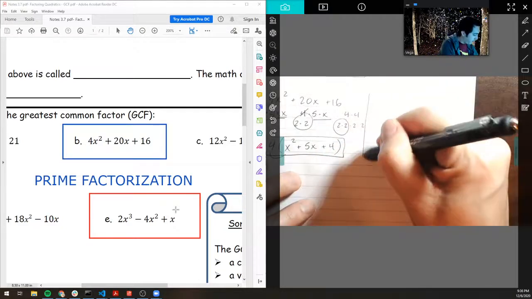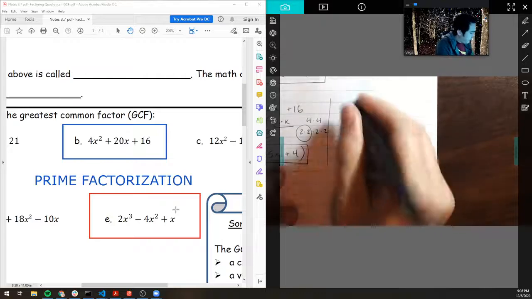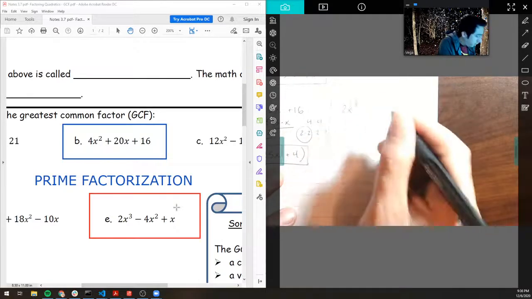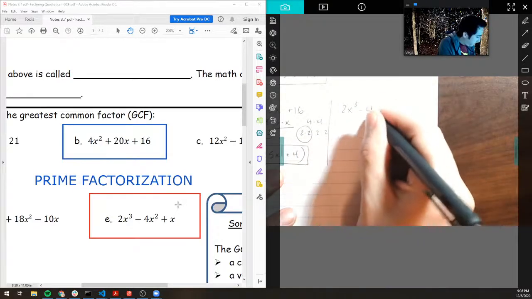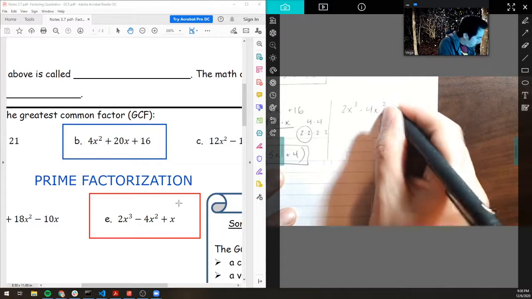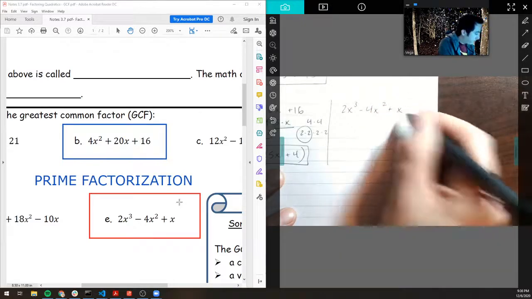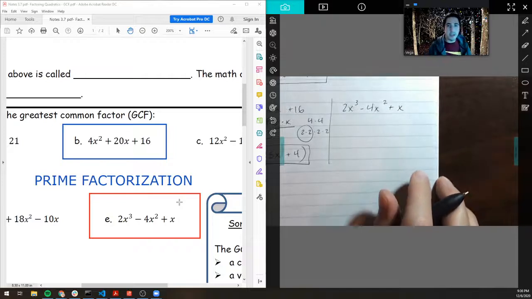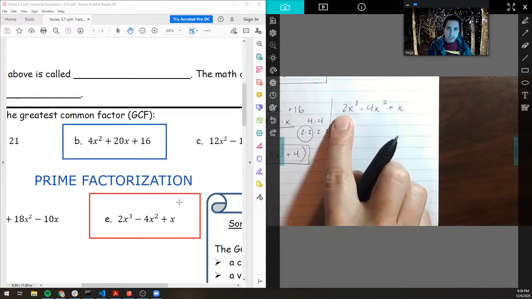Let's write this right here. Okay, E: 2x cubed minus 4x squared plus x. Now, immediately you might notice that there's a 2 there.